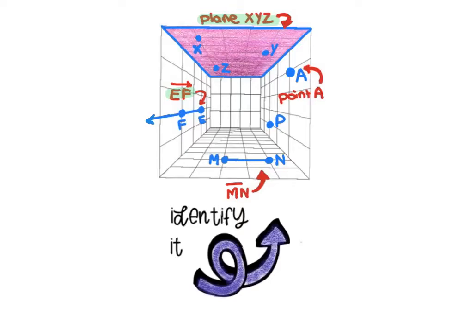So for notation, I started with E, and the second letter I used was F, and above the EF, I have a ray showing the same direction as shown on the image. On the right-hand side, I have point A, and I also have point P. Below that, we have line segment MN. Notice it has 2 endpoints, therefore it is a line segment and not a line.